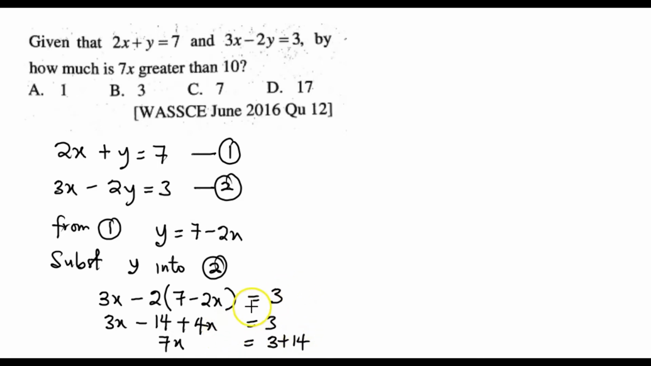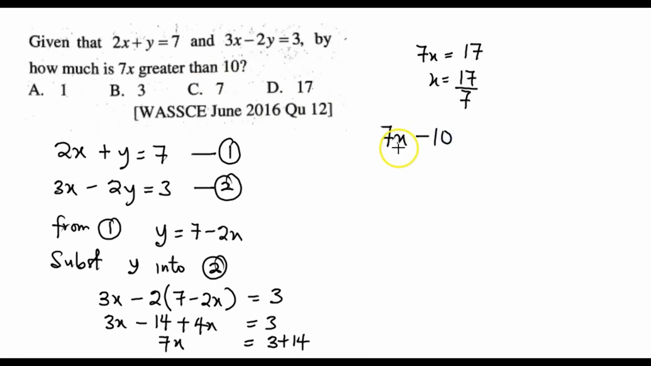So moving forward, we are going to obtain 7x is equal to 17. Therefore, x will be equal to 17 over 7. Per the question, we are told: by how much is 7x greater than 10? So we don't need to worry ourselves to find the value of y. We can go straight ahead and find by how much 7x is greater than 10. So it's going to be 7x minus 10.